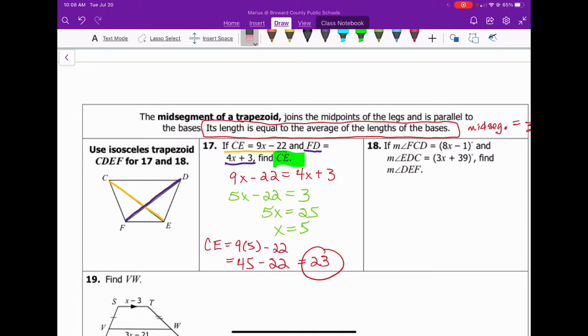All right, let's take a look at number 18. Number 18 reads, the measure of angle FCD. So let's highlight that, FCD.